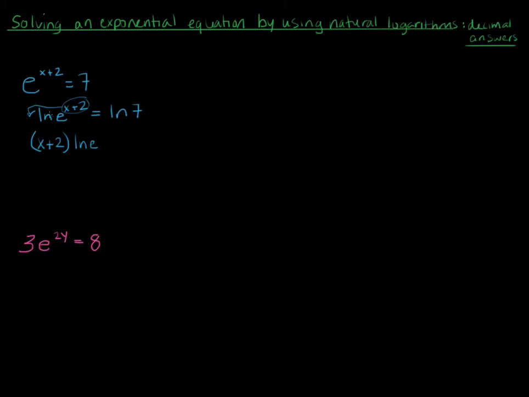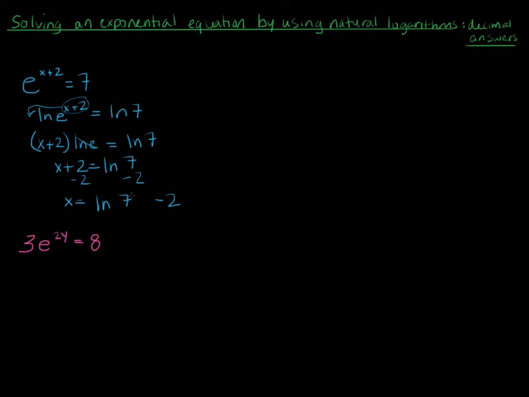Another thing you can do is just think, when you're right here, the natural log and e to the power are inverse functions of each other, so this is really just x plus 2. The natural log of e is just 1, so we don't really need to write that. And that is equal to the natural log of 7. So x plus 2 equals the natural log of 7. Then we can subtract 2 from both sides. So we have x equals the natural log of 7 minus 2.